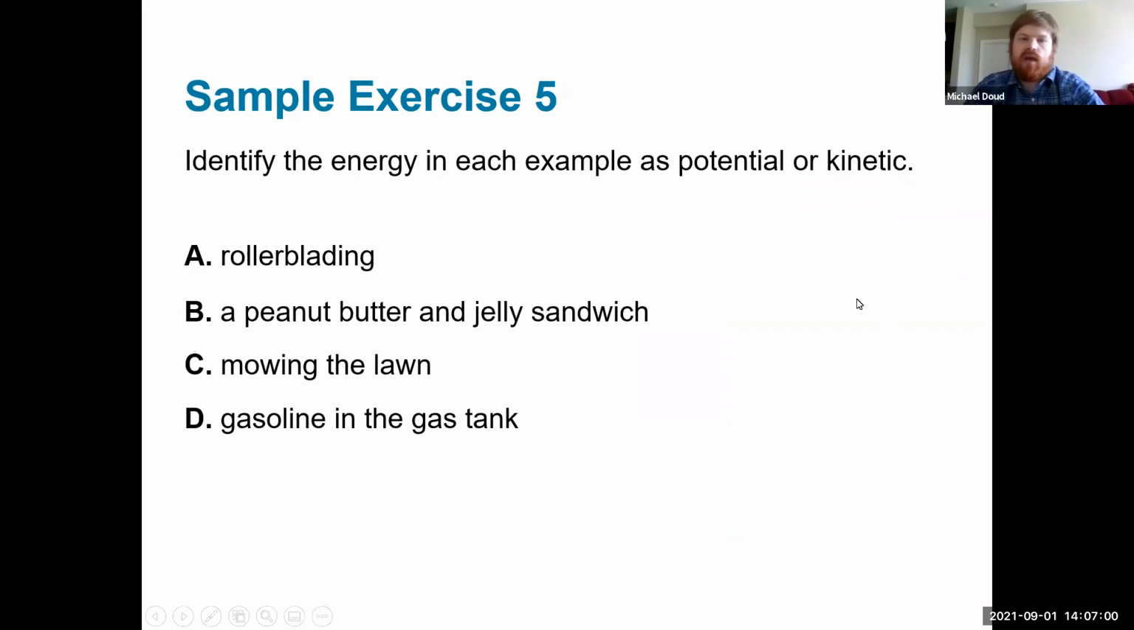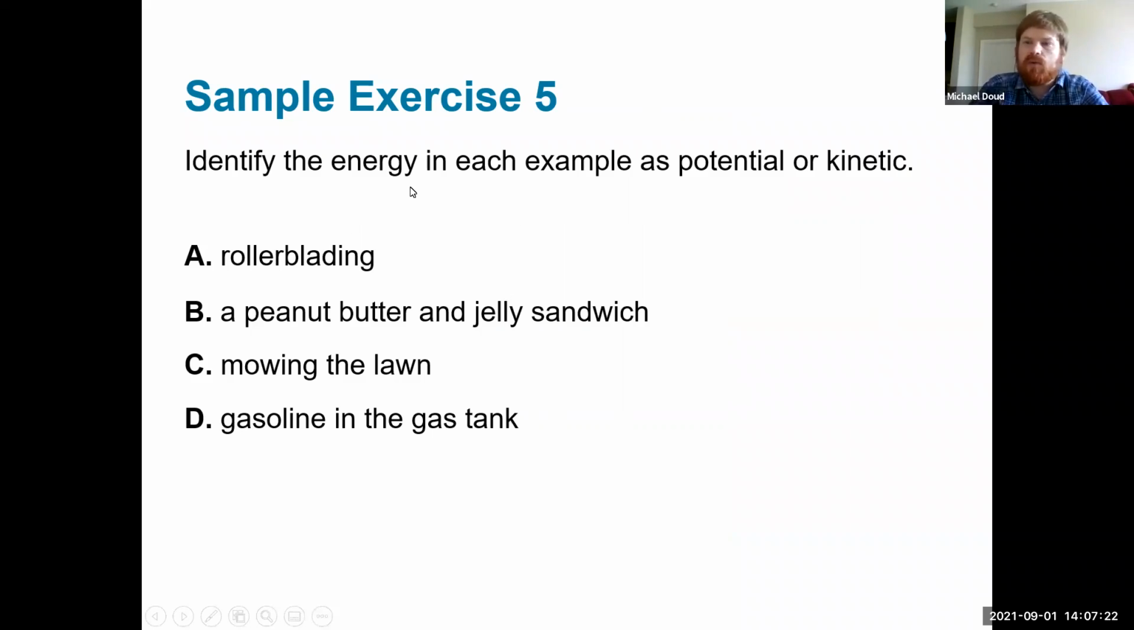Okay, so let's go ahead and identify the energy in each of these as either potential or kinetic. This is in your sample exercise packet, which is posted below the lecture slides. So go ahead and check this out for sample exercise number 5. And pause the video now, and we'll go over it here in just a second whenever you're ready. Let's go ahead and take a look.